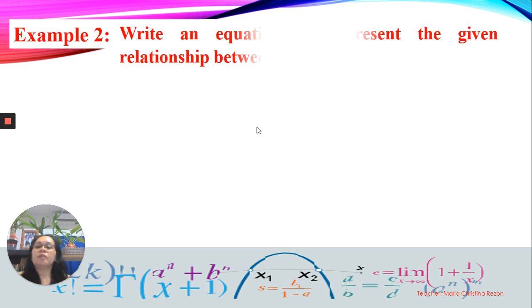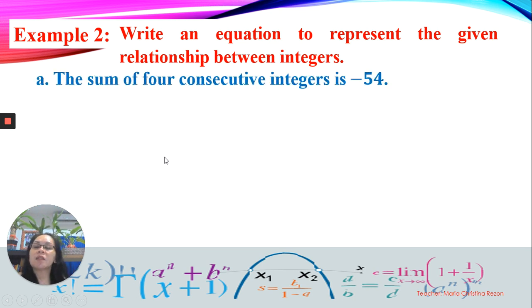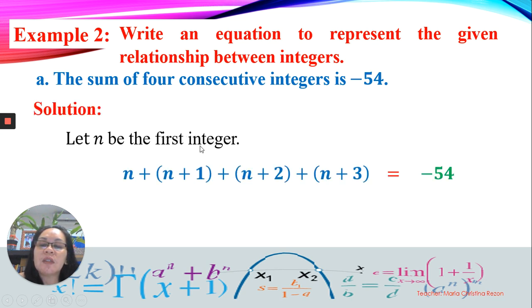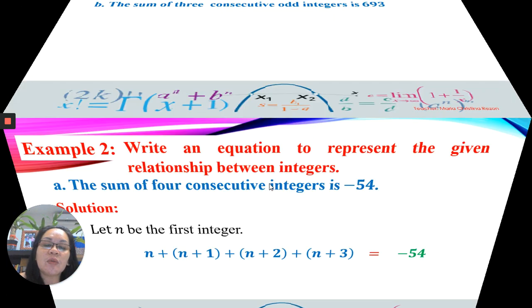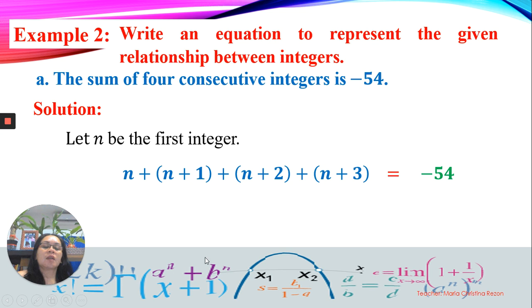Example 2. Write an equation to represent the given relationship between integers. So you have the sum of 4 consecutive integers is 54. Sum of 4 consecutive integers, so you will have, let n be the first integer, then you will have n plus 1 plus n plus 2 plus n plus 3 is equal to 54. So this is now our equation.